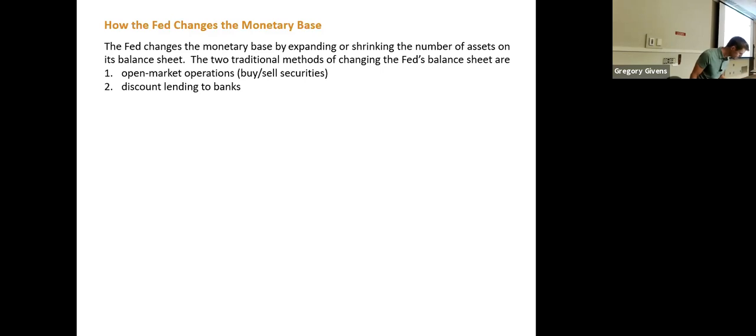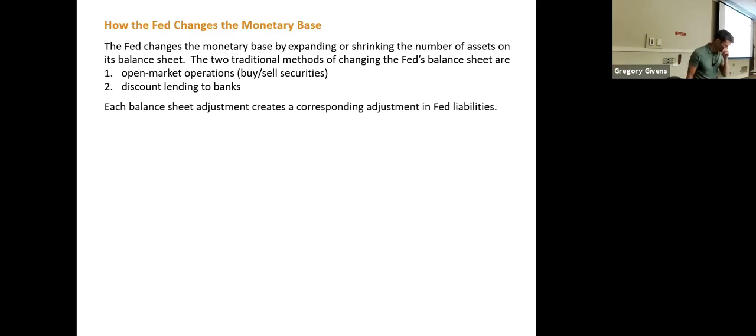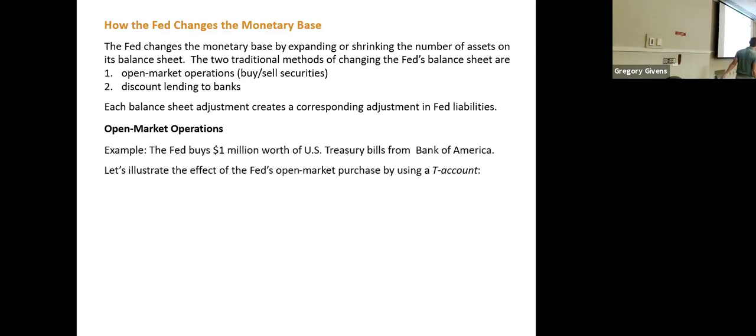Okay, now how does it do that? I think the easiest way to discuss this is through a specific example. Instead of talking about this in the abstract, what I want to do is show you how an open market operation of a particular amount affects the monetary base. So let's work through an example together.